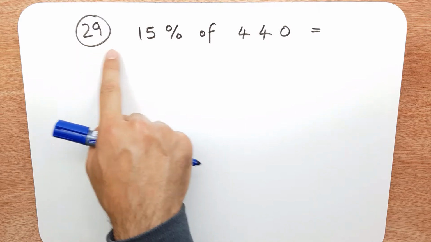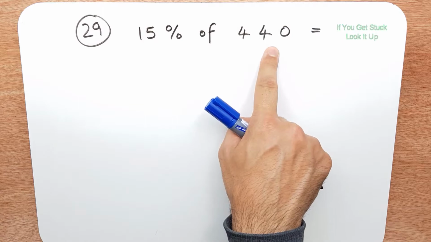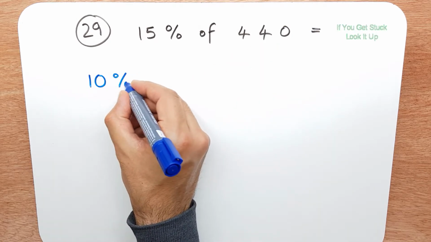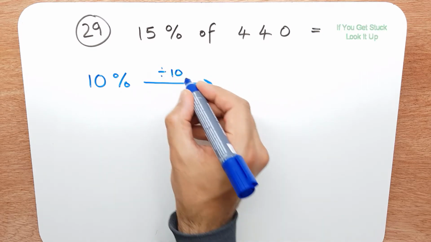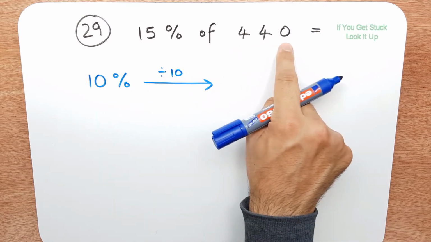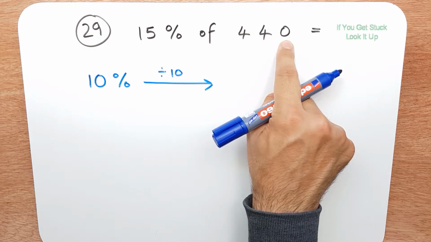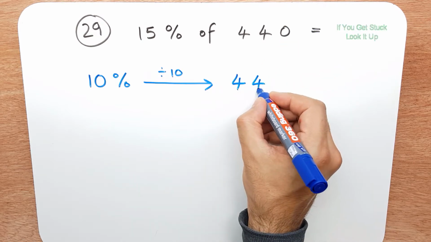Question 29 is 15% of 440. So you have to know 10%, you divide by 10. So this number divided by 10, it's going to be easy because there's a 0. So you just knock off the 0. So it will be 44.